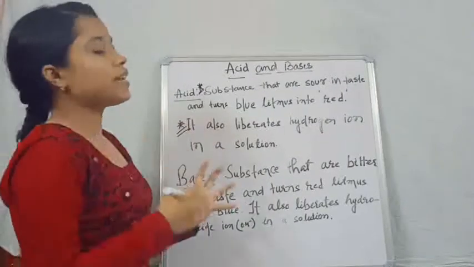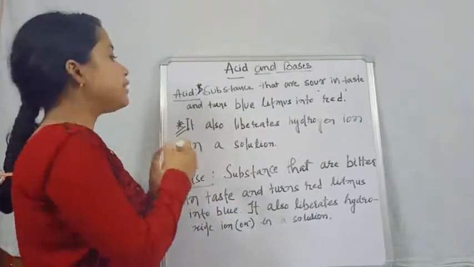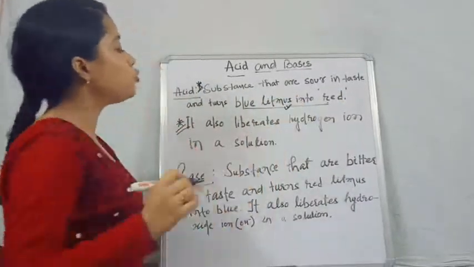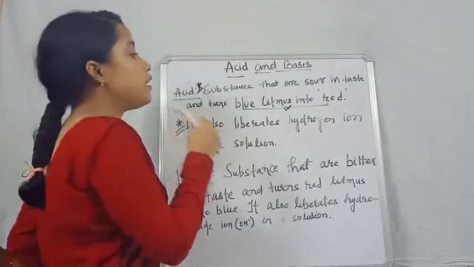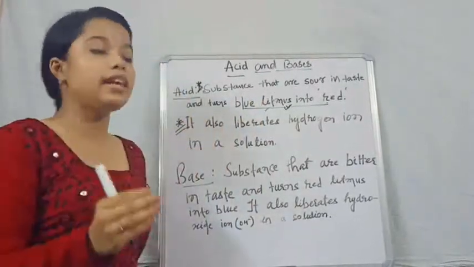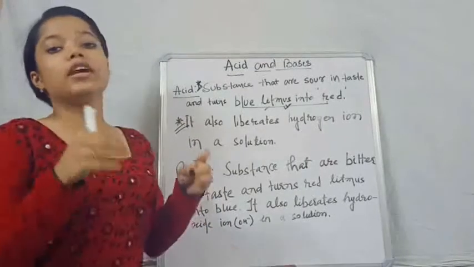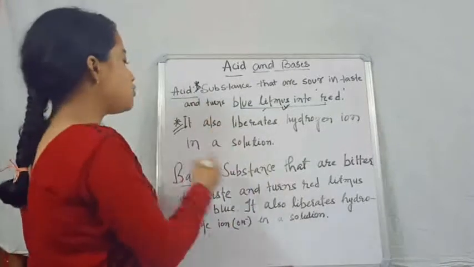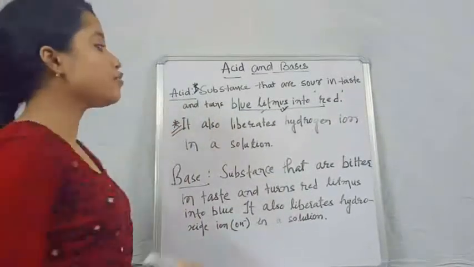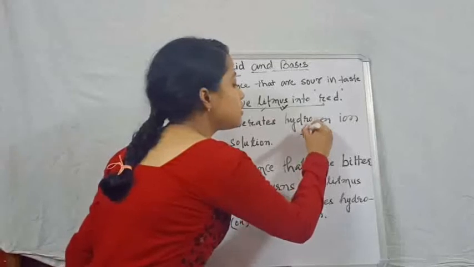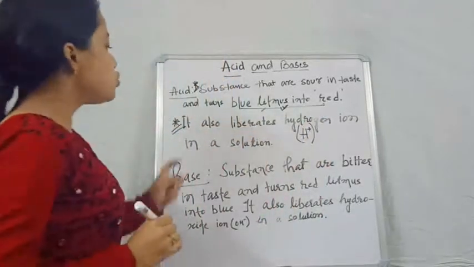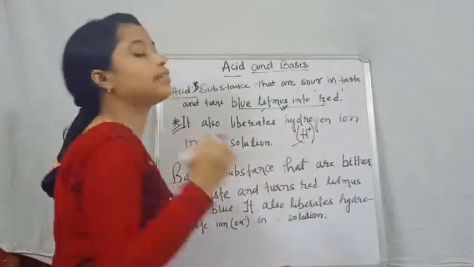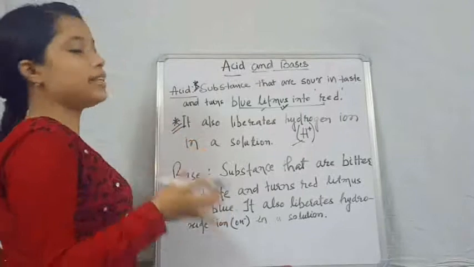So, substances that are sour in taste and that turn blue litmus paper into red. This is the most important point to be noted, that the substances that turn blue litmus paper into red are classified in the group of acids. And next, you can see it also liberates hydrogen ions in a solution. Now, what is a hydrogen ion? Obviously, that is H plus. So, in a solution, whenever a compound liberates hydrogen ions, then that compound is classified as an acid.